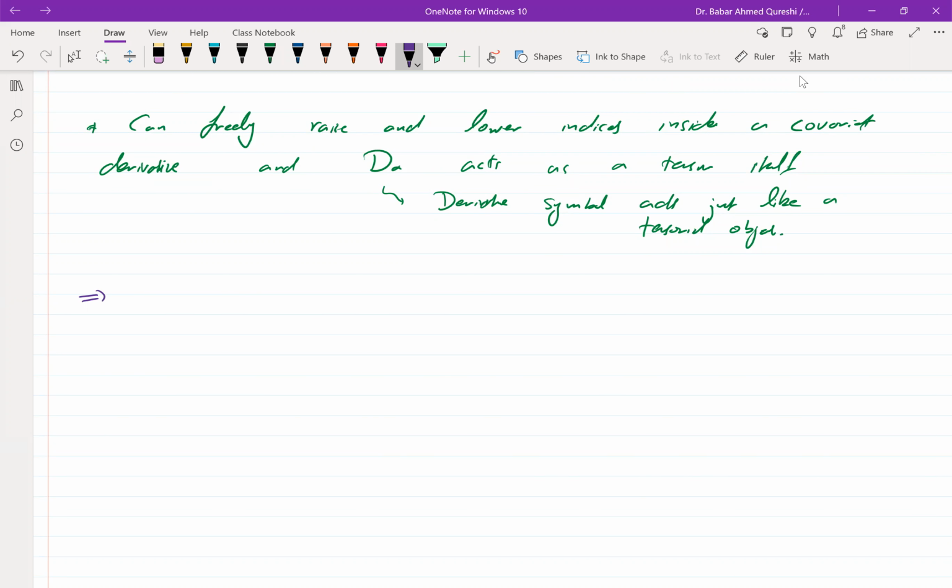So this is called what I said I'm going to prove. This is also called the Levi-Civita connection. You can think of it as a consequence of metric compatibility.